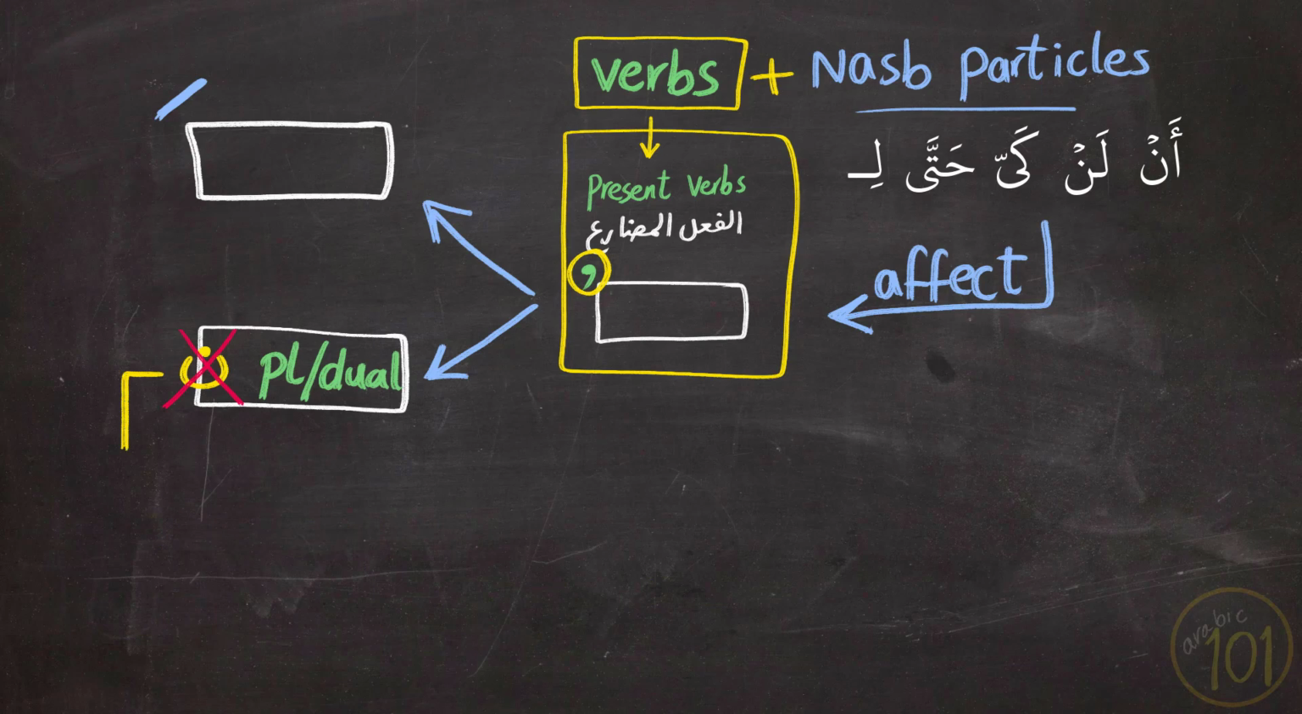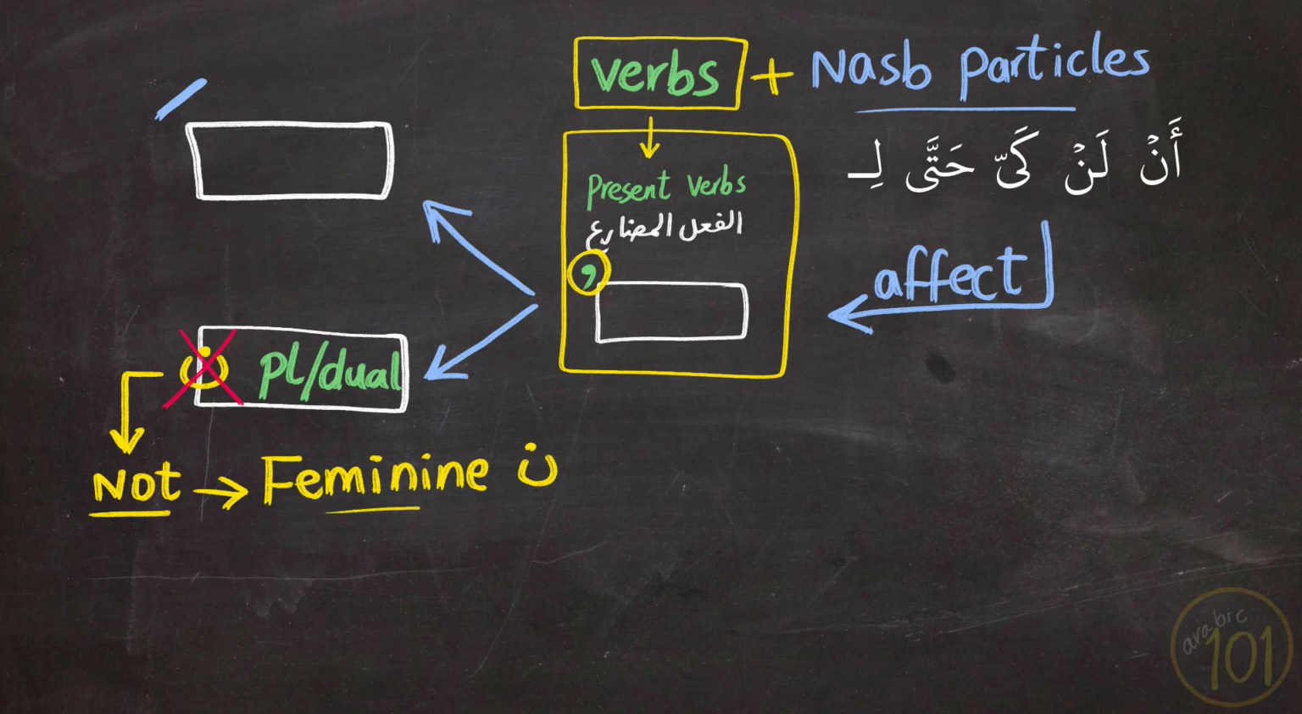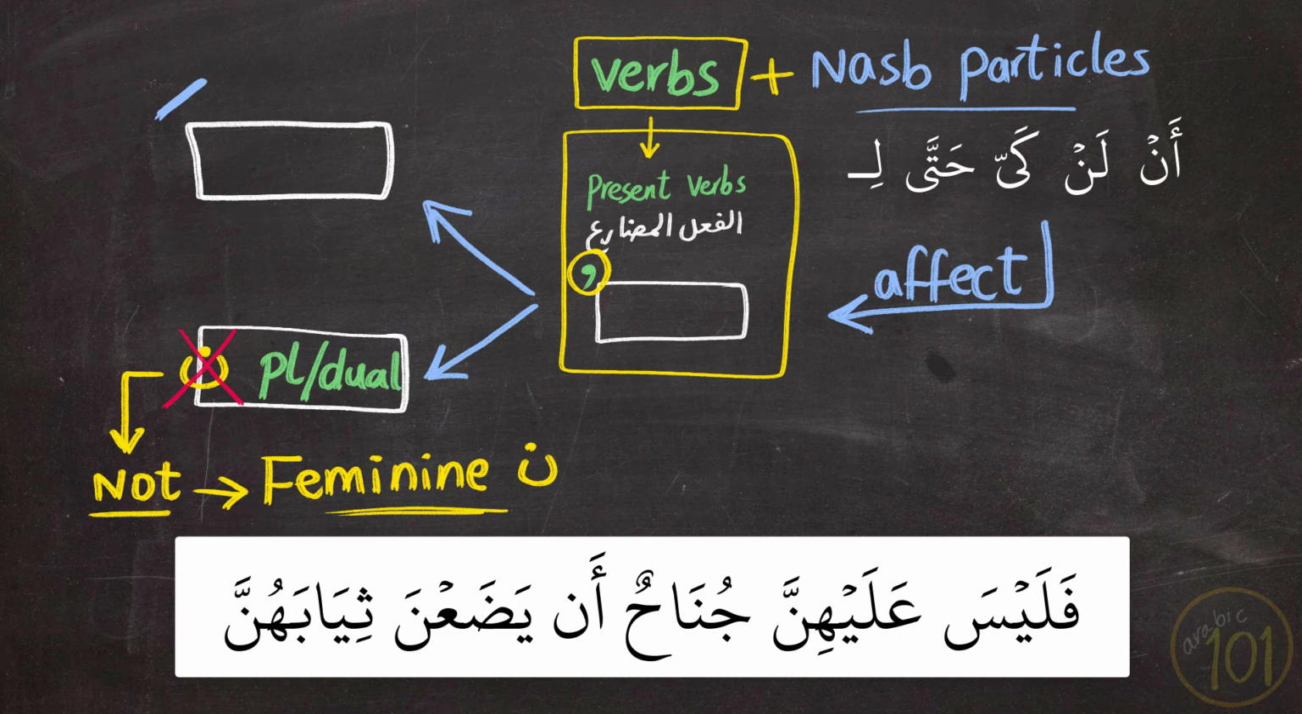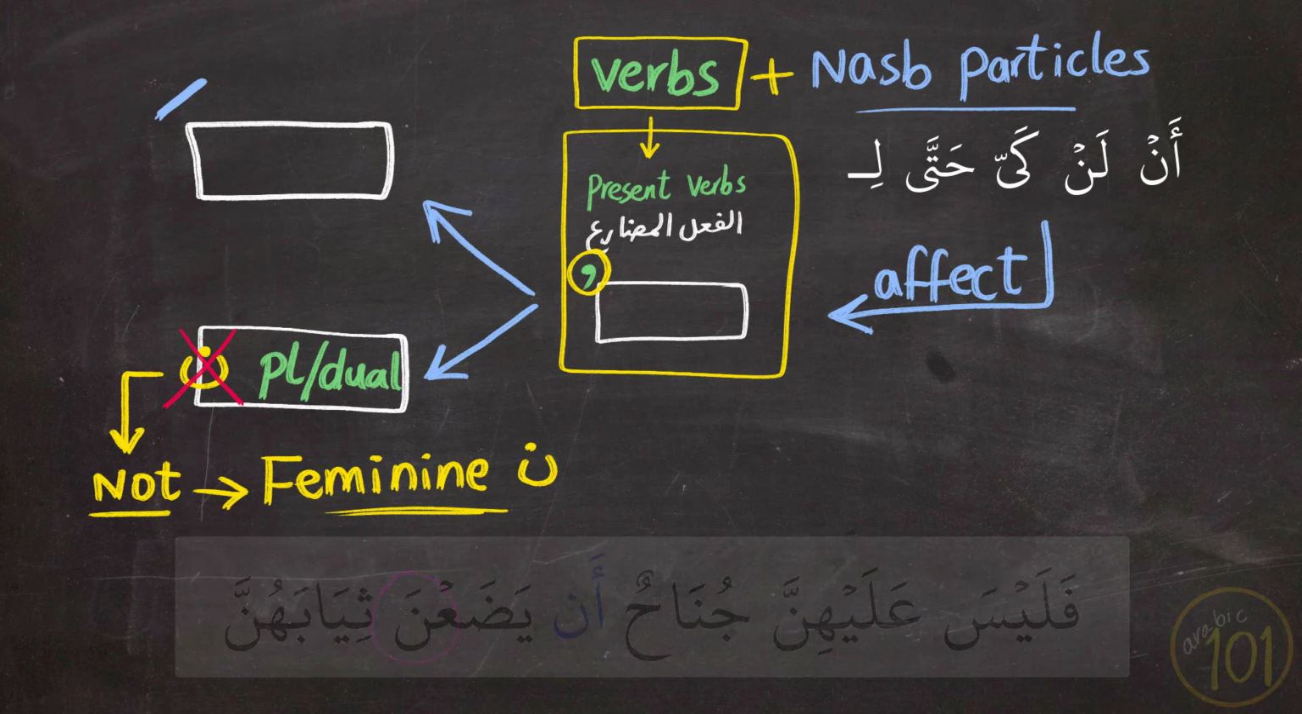Remember, verbs that end with feminine noon, or in Arabic noon an-niswa, do not follow this rule, like what we see in this example. فليس عليهن جناح أن يضعن ثيابهن. So here the verb يضعن ends with noon an-niswa, and it was preceded by the particle an, and we still see the noon at the end of the verb.